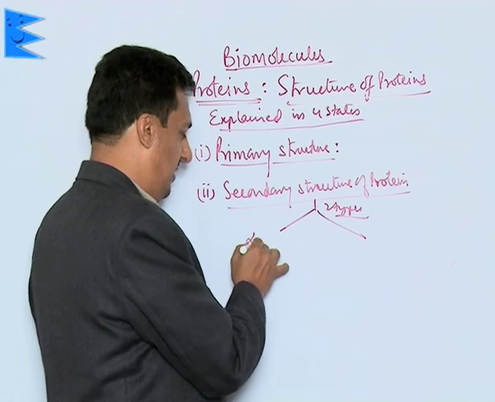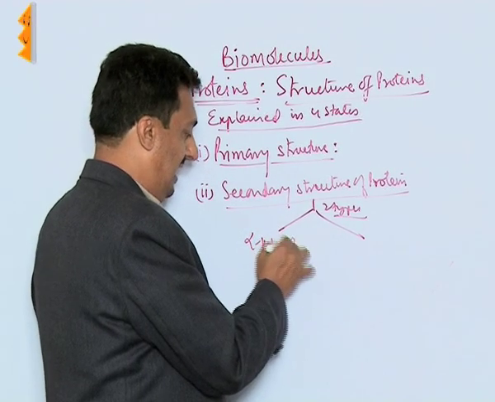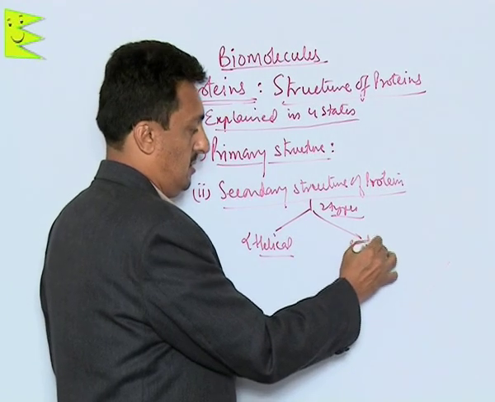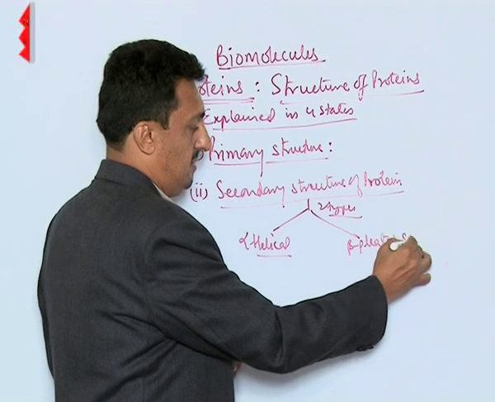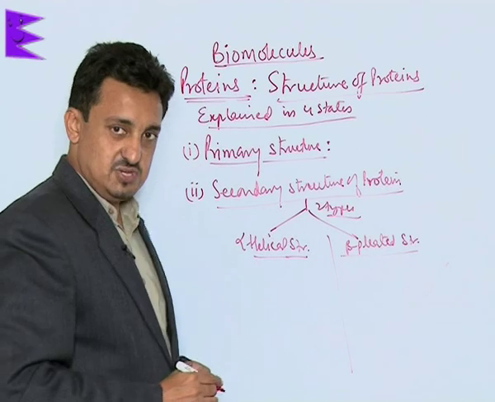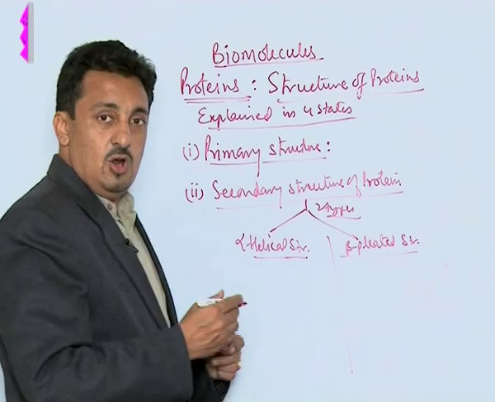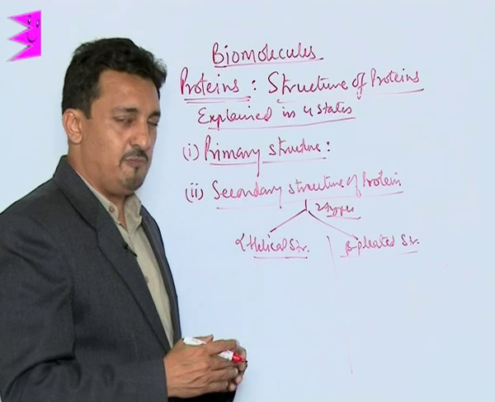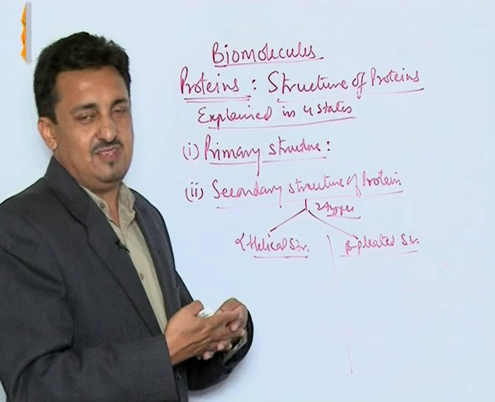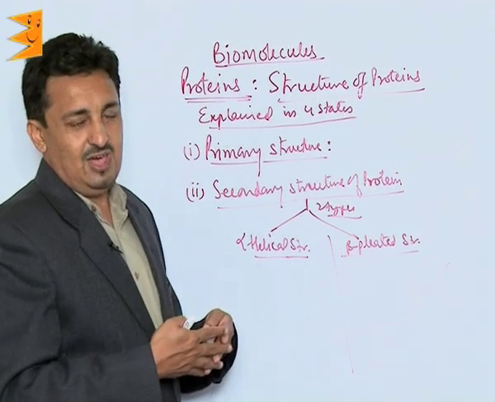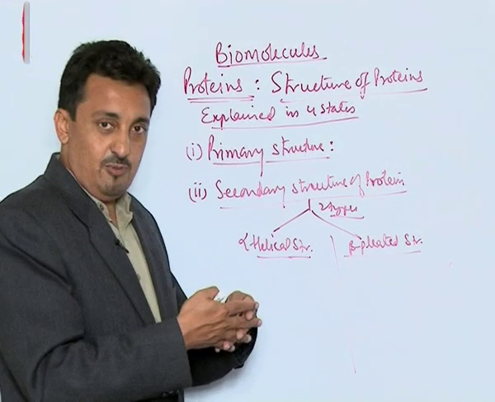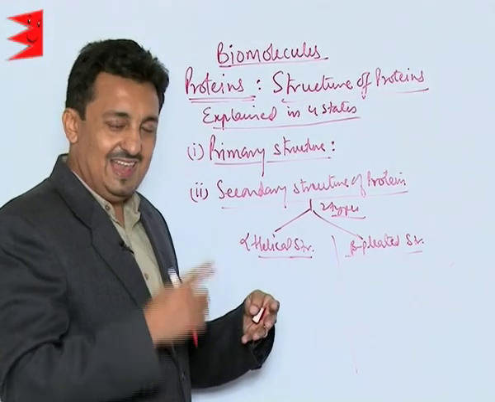That's called alpha helical structure or beta pleated structure. Now, what is this alpha helical structure? When all the NH groups and the carbonyl groups of the polypeptide chain are engaged only among themselves in forming intramolecular hydrogen bondings, and they form a right-handed helical structure.